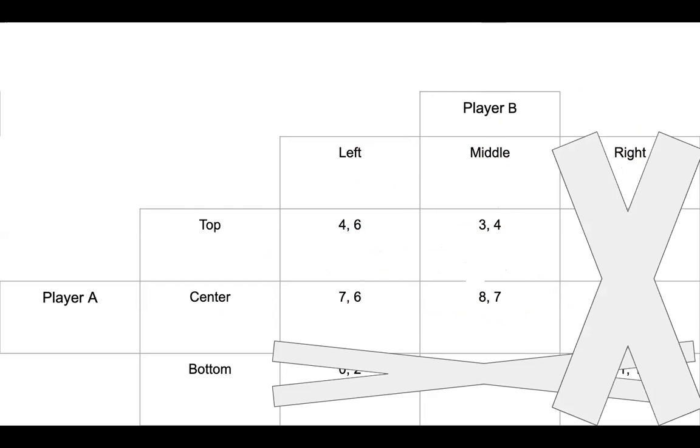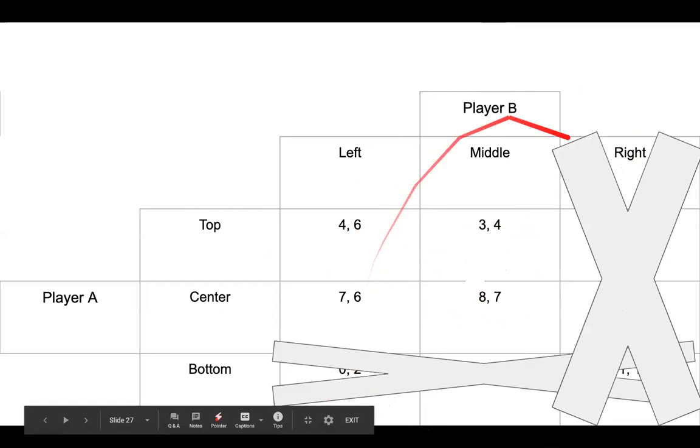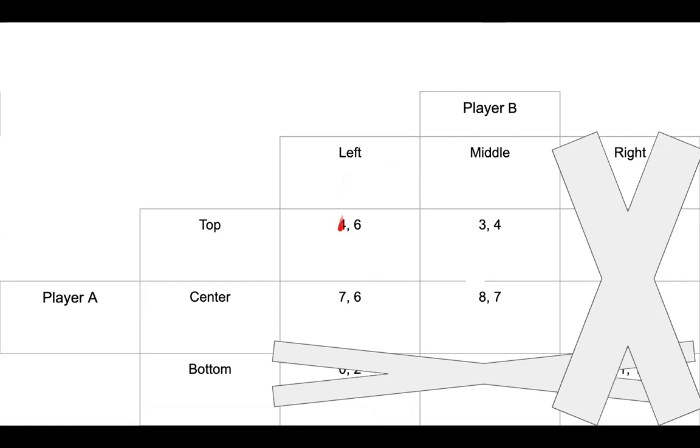So then we go back to player A, and now we have this smaller game table. If player B goes left, then player A is going to choose center. And if player B chooses middle, he's again going to go center. Getting more points. Remember, it's not about the difference in points. It's just how many points you get, right?